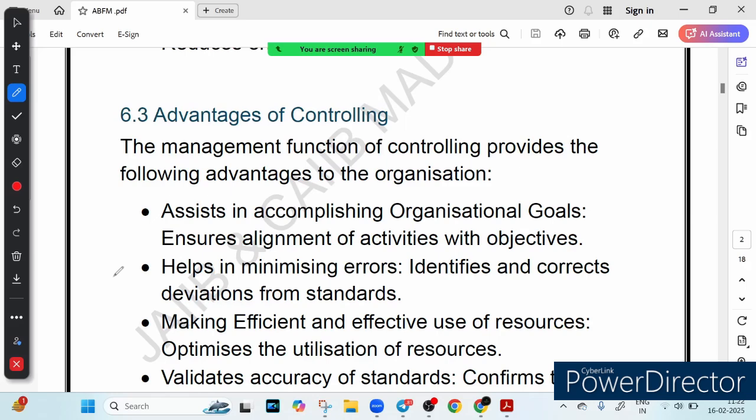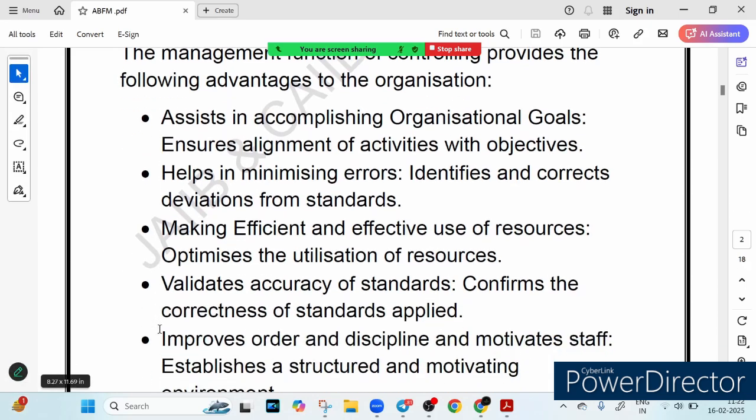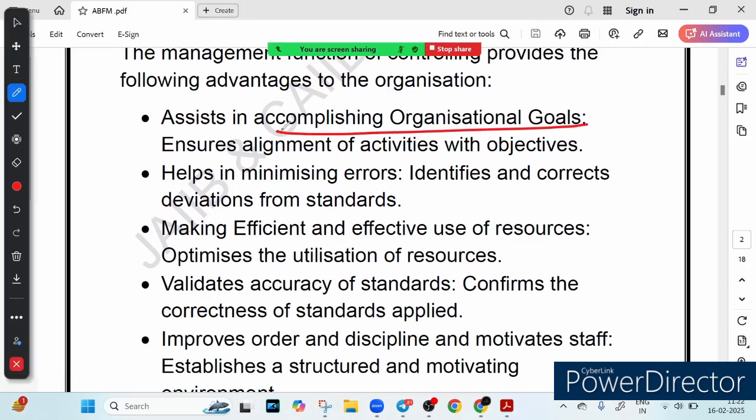So the question is, why is controlling important? What are the advantages of controlling? So first of all, it helps the business to achieve the goal. You can see, accomplishing organization goals. So think of it like a Google Map for the business. I told you earlier, you can think of controlling like a Google Map for a business. Just like GPS keeps you on the right road, similarly controlling ensures that all the company activities are aligned with its goal. No detours, no unnecessary stops, just a clear path to success.